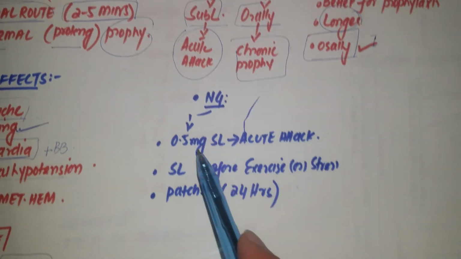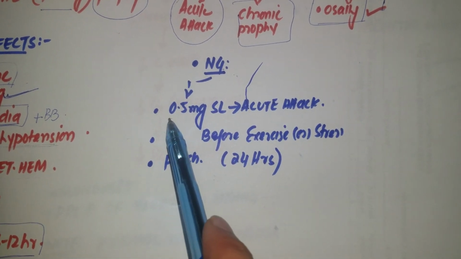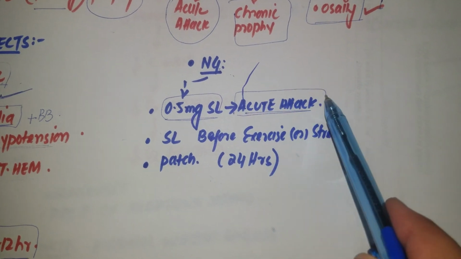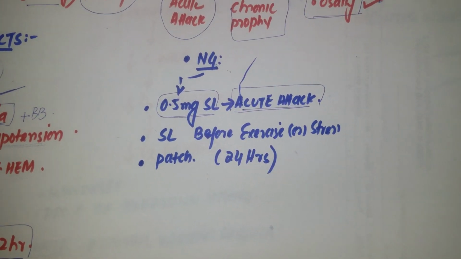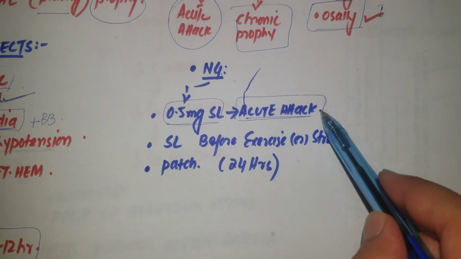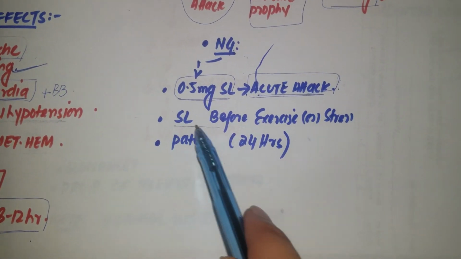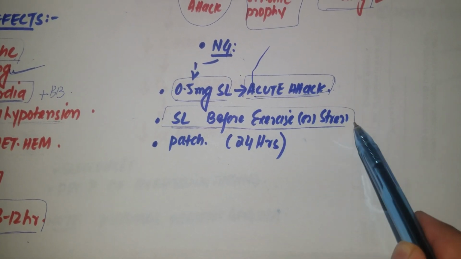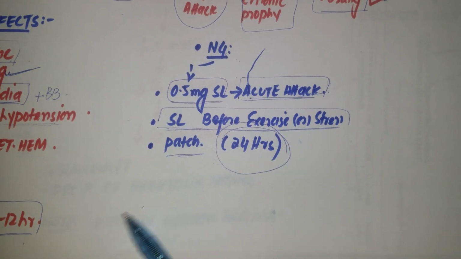The third one is nitroglycerin or glyceryl trinitrate. 0.5 mg sublingual is given in an acute attack, but when the chest pain is relieved and the patient feels better, he should spit out the tablet to avoid the side effects. It can be given sublingually before exercise and stress for prophylaxis of angina. The patch may also be given, which is longer acting, up to 24 hours.